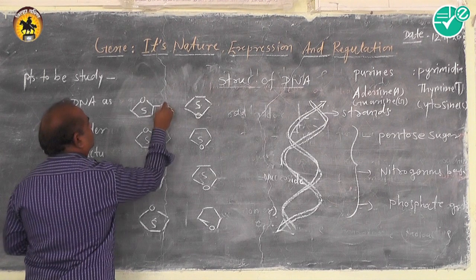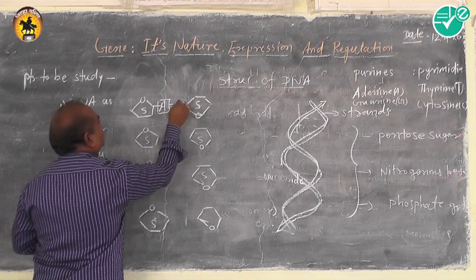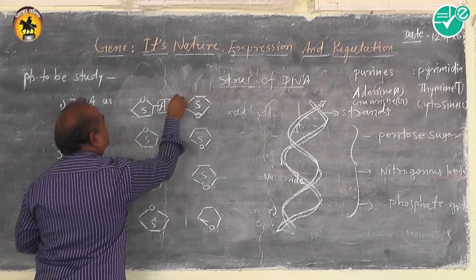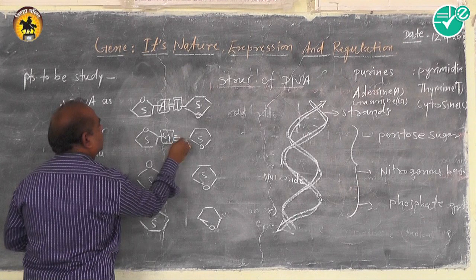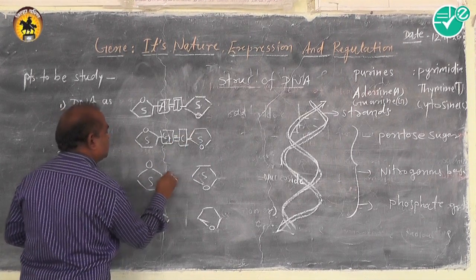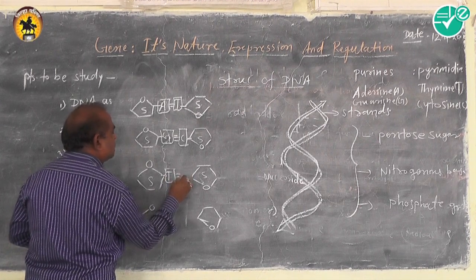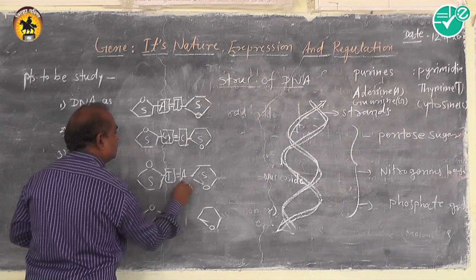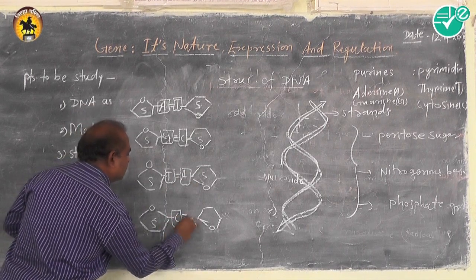Now the nitrogen bases: suppose this is adenine, here with thymine. Suppose this is a guanine, here with cytosine. Suppose this is repeated thymine, again pairs with the adenine of this one, then cytosine here with guanine.